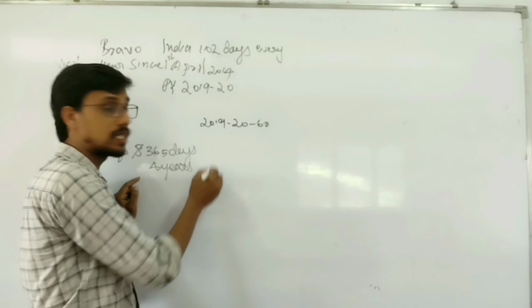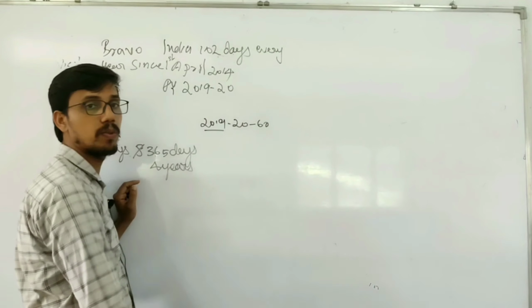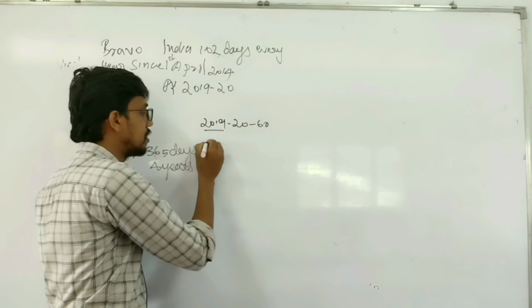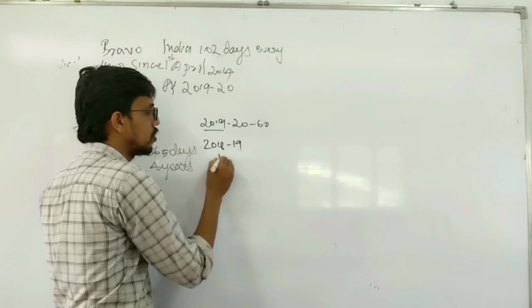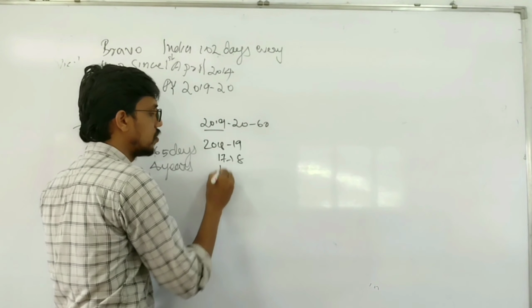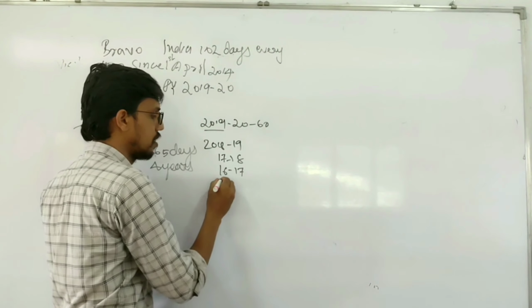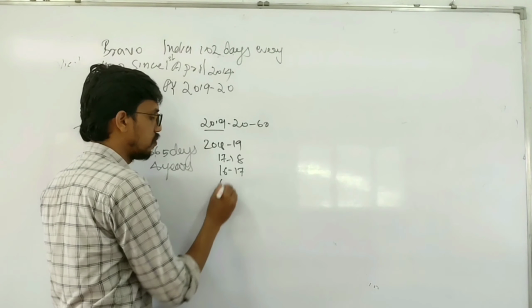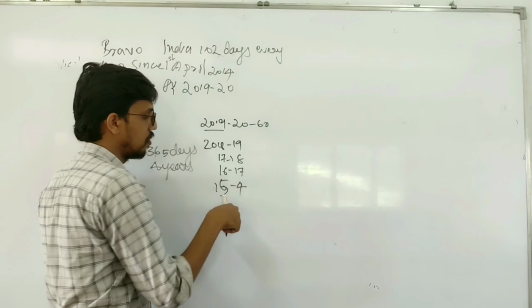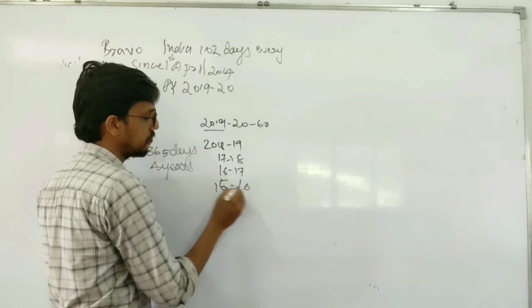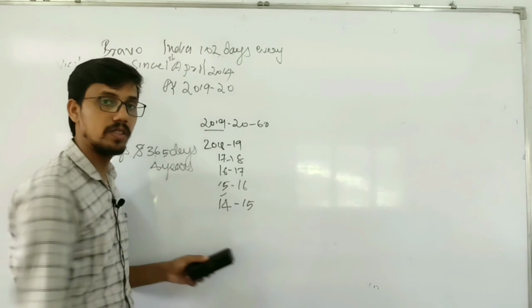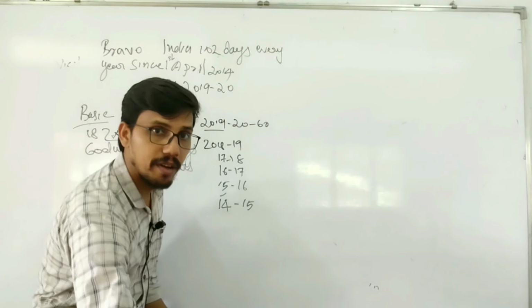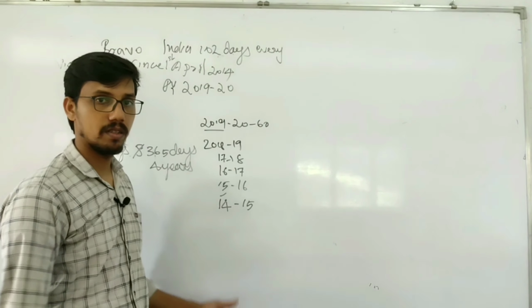So what are the preceding 4 years of this relevant previous year? That is 2018-19, 2017-18, 2016-17, 2015-16, 2014-15. These are the 4 relevant previous years.